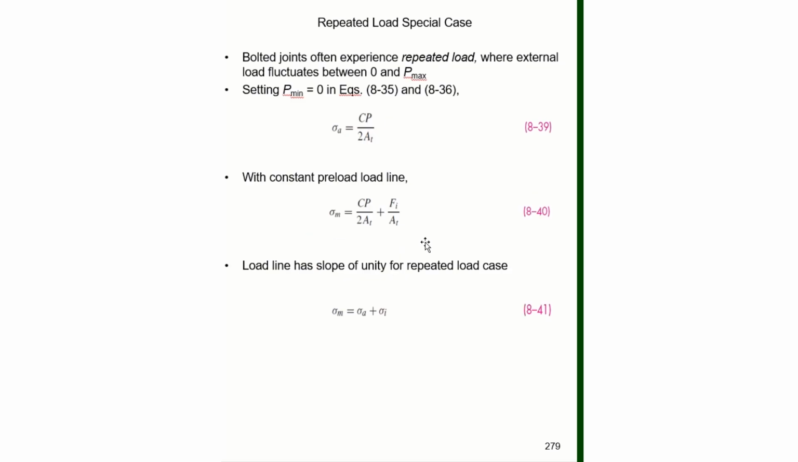For the repeated load case, we can see that our alternating stress can be expressed as this equation, and with a constant preload line, we get our mean stress as expressed here. Our load line has a slope of unity for the repeated load case, and we can get this expression here.